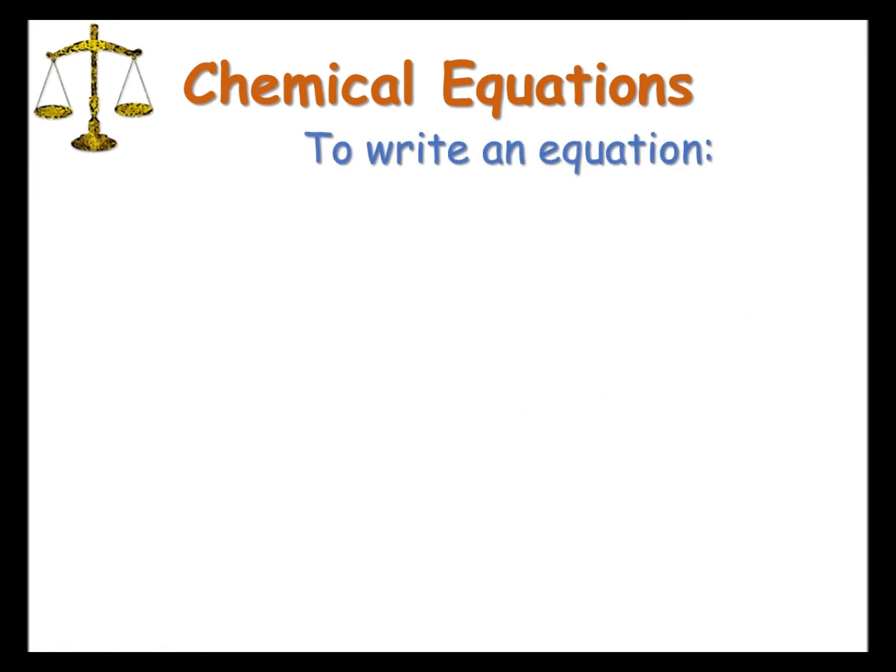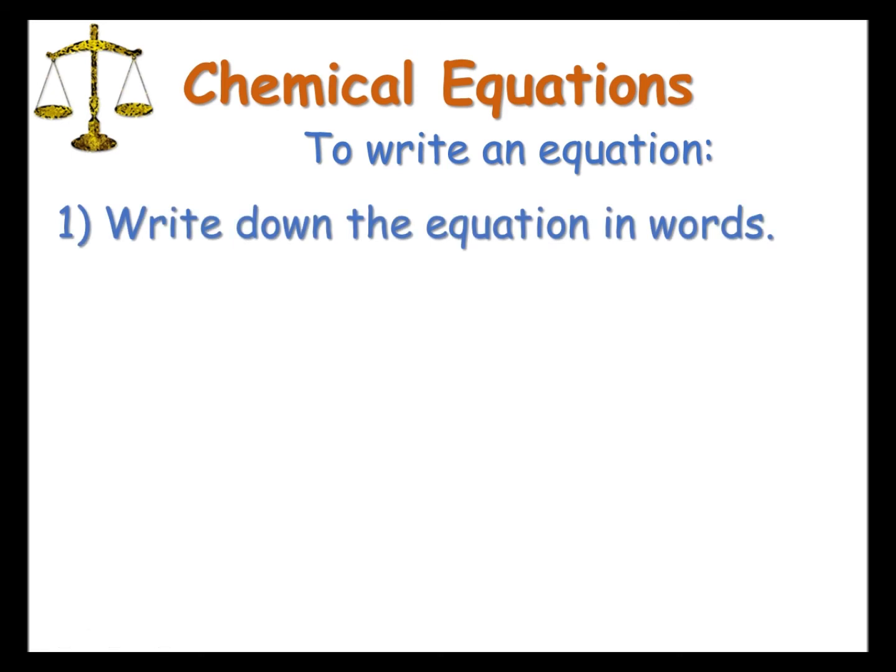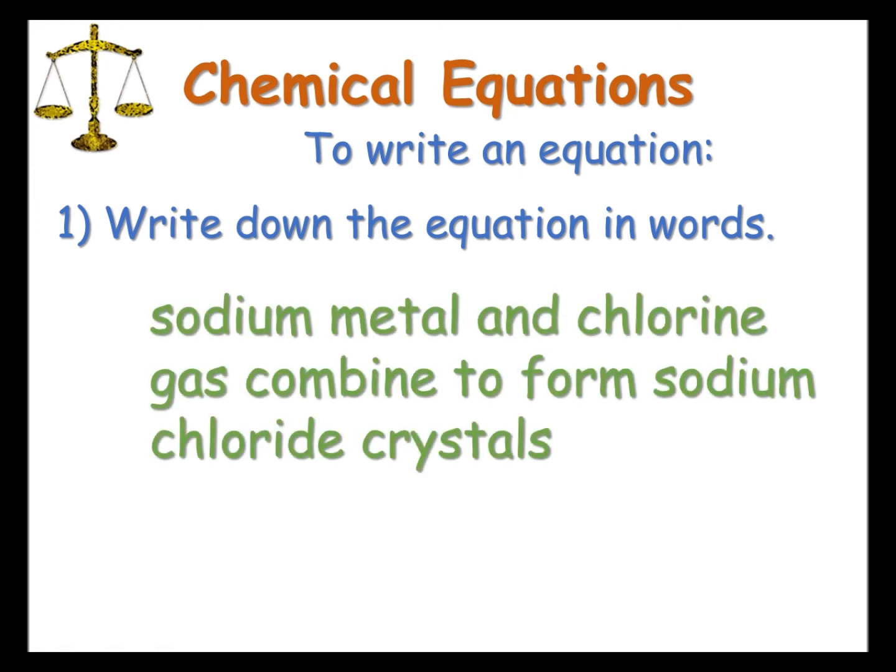In order to write an equation, the first thing to do is go ahead and write the equation in words. The first thing that we would take, let's say we're given these components: we have sodium metal and chlorine gas. We combine these two things and we're going to make sodium chloride crystals.